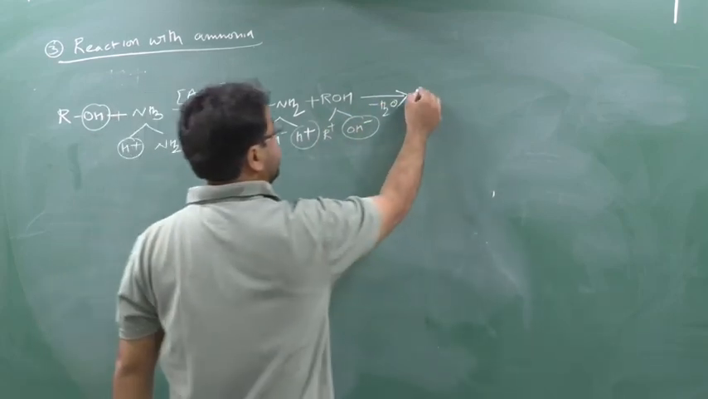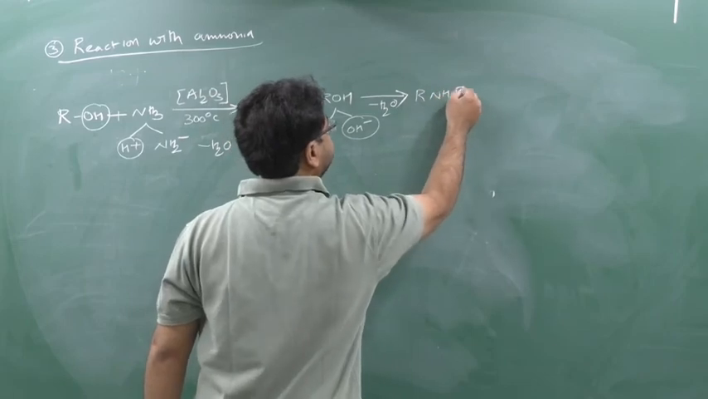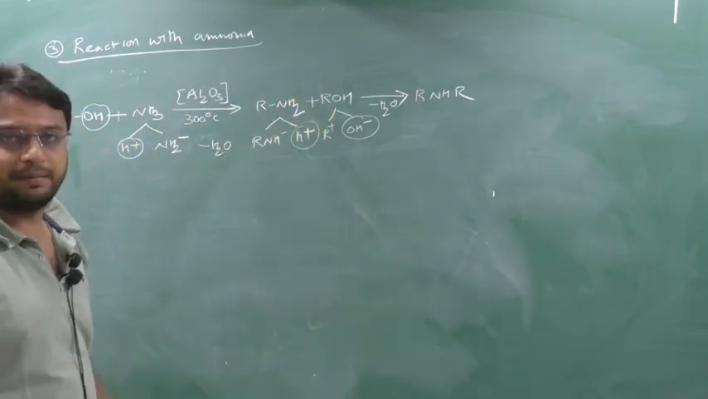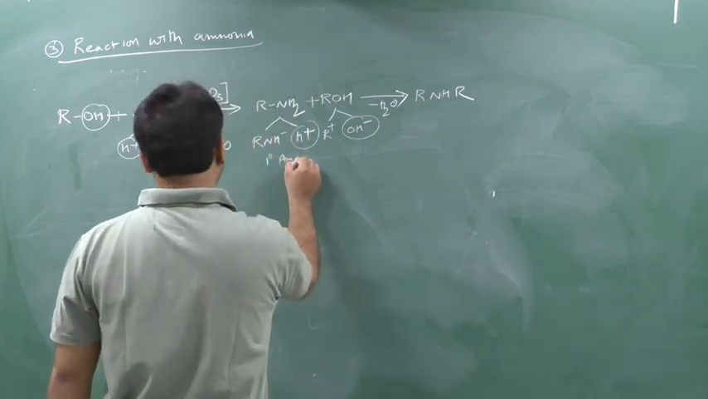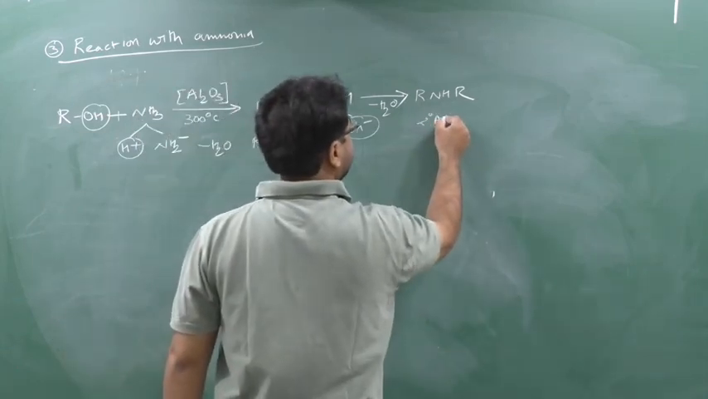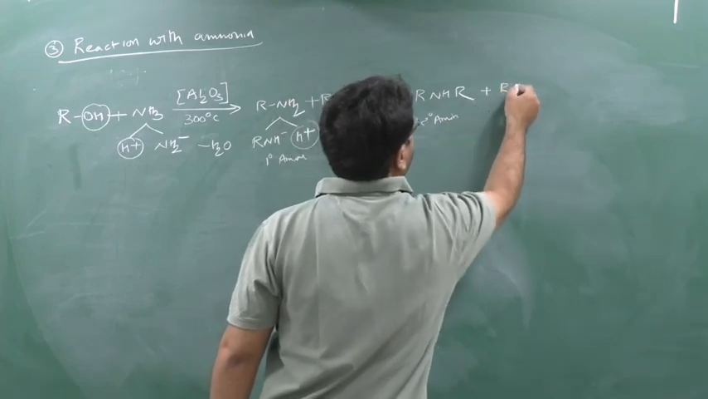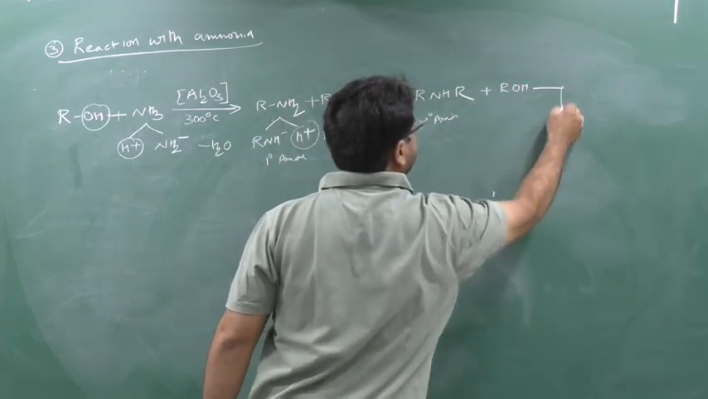And here what will I get? I will get RNHR. This is nothing but a 2 degree amine. Yes or no? This is 2 degree. This was a 1 degree amine. This is a 2 degree amine. Again I will react with alcohol with the same condition provided.